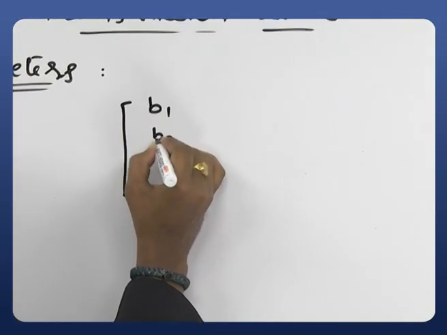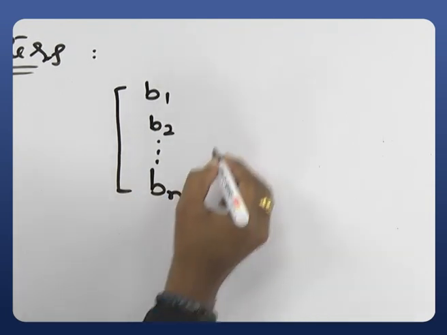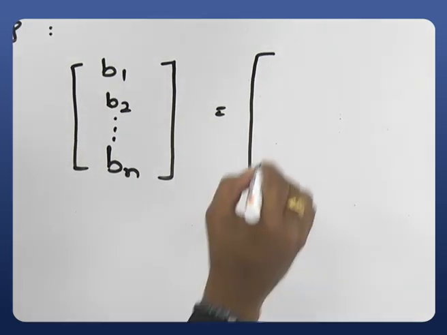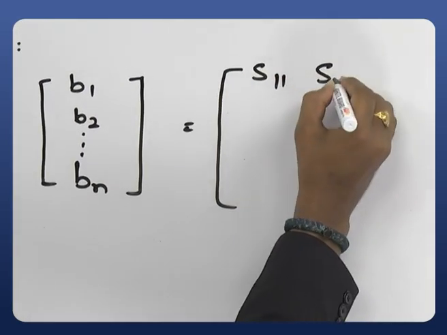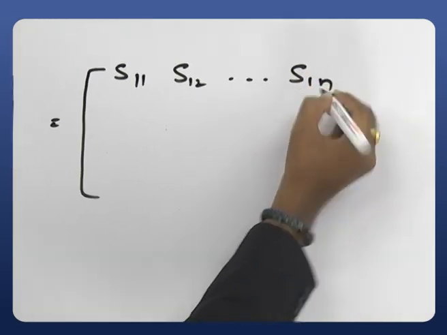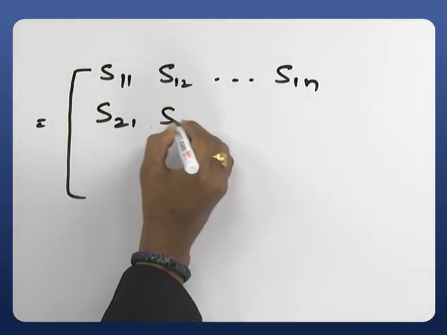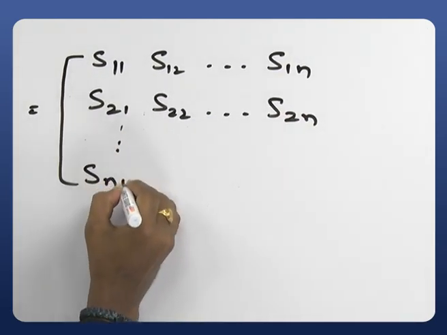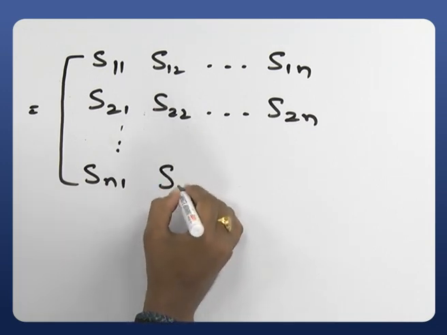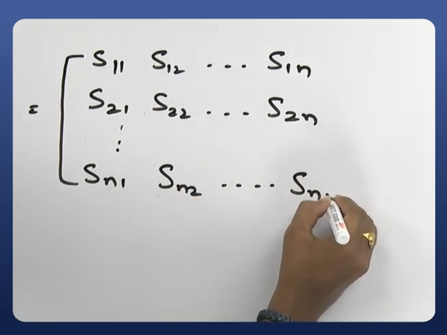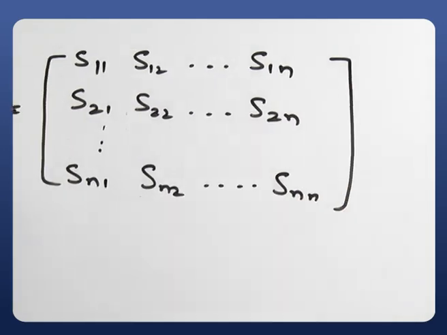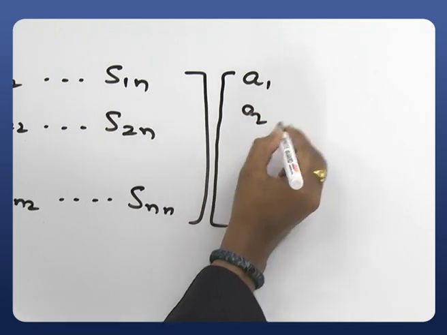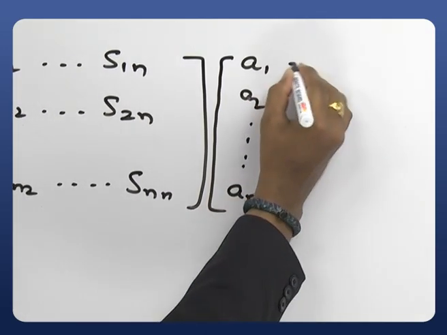B1, B2 up to Bn, which is equal to, since it is a linear equation, you can easily write this one: S11, S12 up to S1n, S21, S22 up to S2n. Similarly, this last one is Sn1, Sn2 up to Snn, multiplied with the coefficients A1, A2 up to An.